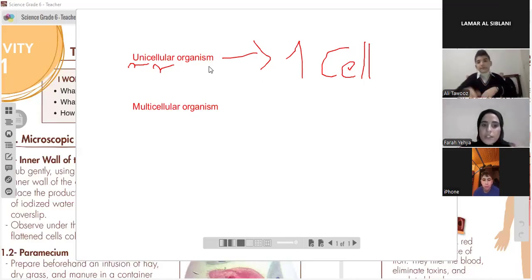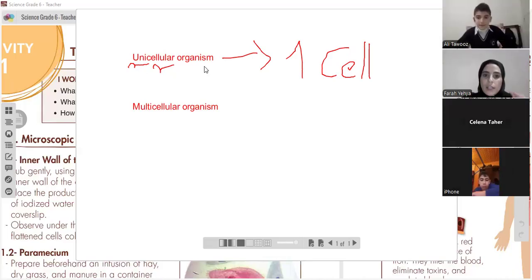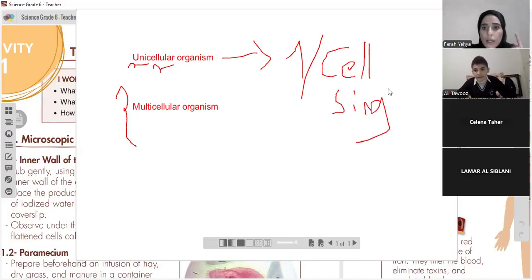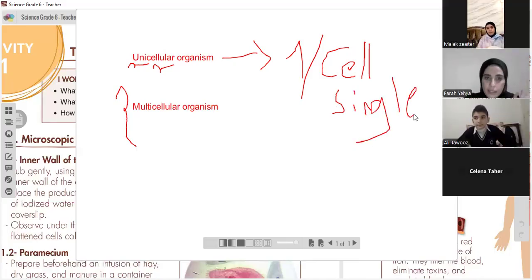We started our lesson with unicellular organism and multicellular organism. Uni in science, when you see uni, not ani, uni. When we say unicellular, it means uni, one, single. We can say one or single. Single cell. There are a lot of living things that are made of one cell only.